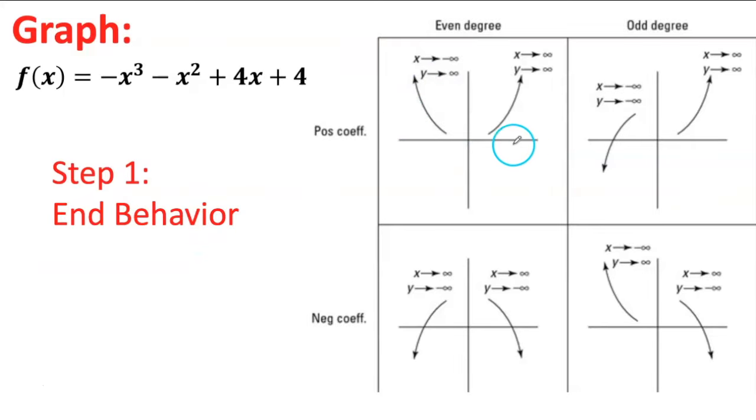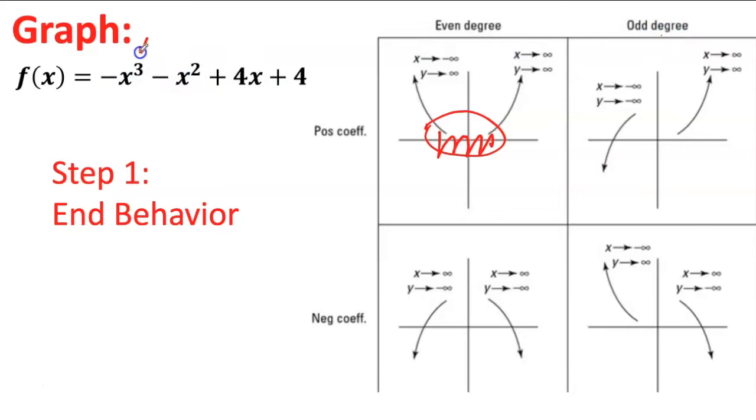The end behavior is nothing more than how my graph is going to look on the left side and the right side. The middle, I do not care. You see that I don't have anything in the middle? Nothing in the middle. Now, how do I know which of these four I'm going to use? It depends on our degree. What's the degree? The highest exponent in my function.